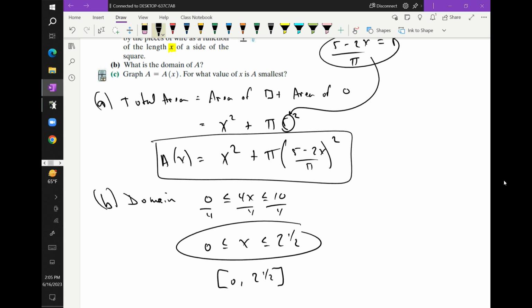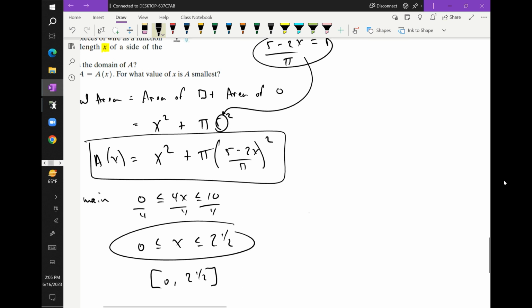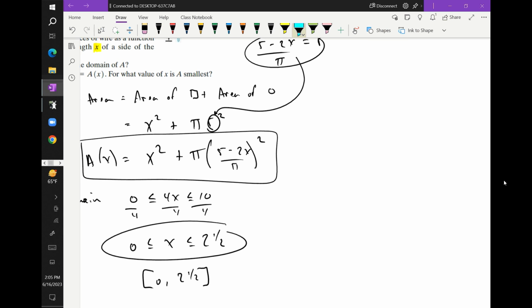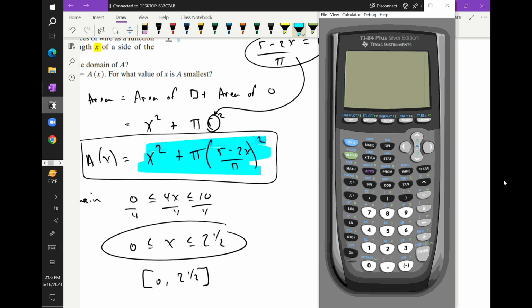Now part C says graph this, and what is the value of x that gives us the smallest area. Okay, so now we want to go back into our calculator, and our goal is to graph this shape and see what that gives us. Let me go ahead and turn this on.